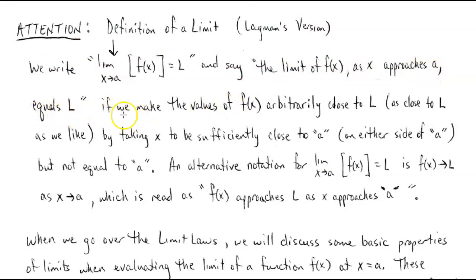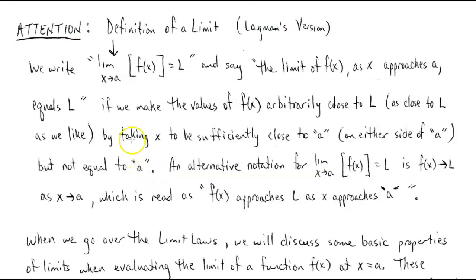Okay, and if we make the values of f of x arbitrarily close to L, meaning that the closer and closer we get to this real number value L, we're doing that by taking the x values. Of course, you see how x approaches a here. We're taking x to be sufficiently close to a, on either side of a, but not equal to a.